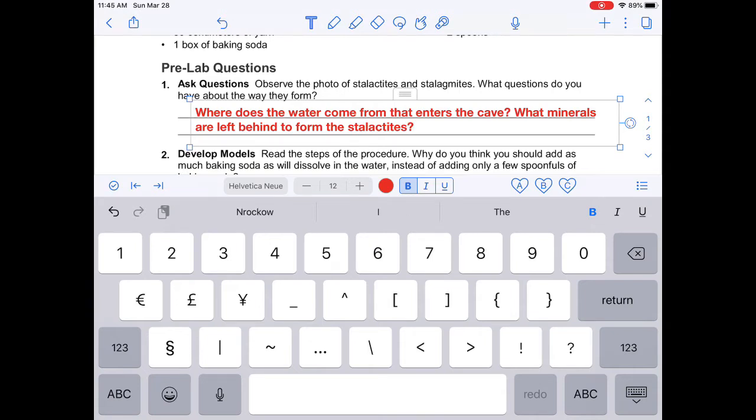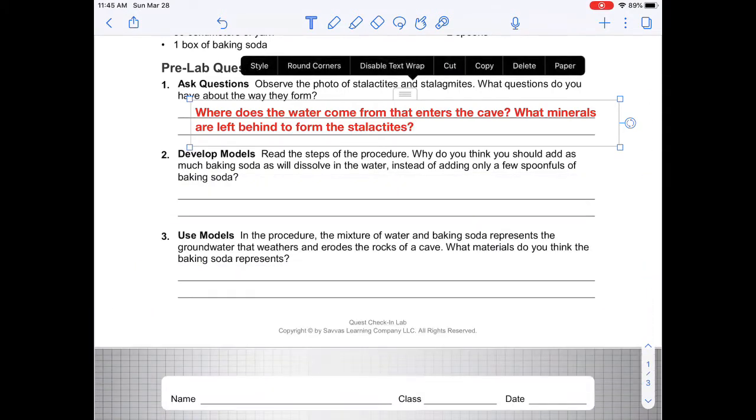Okay, so you're going to come up with a few questions that we're going to try to answer as we work through this Quest check-in. Next question, it says develop models. Read the steps of the procedure. Why do you think you should add as much baking soda as will dissolve in the water instead of only adding a few spoonfuls of baking soda?